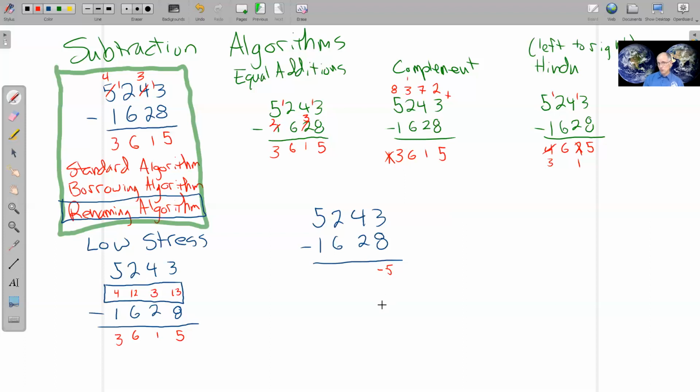Some kids just get negatives from an early age. They also get place value. So then the kid might next go, okay, 40 minus 20, that's 20. Then they'll come over here and say, okay, 200 minus 600, that would be a -400. And 5,000 minus 1,000 is 4,000. And then they put all that together. So let's see, 4,000 minus 400 would be 3,600, and 20 minus 5 would be 15, and there's the answer. So this is subtraction using negative numbers.